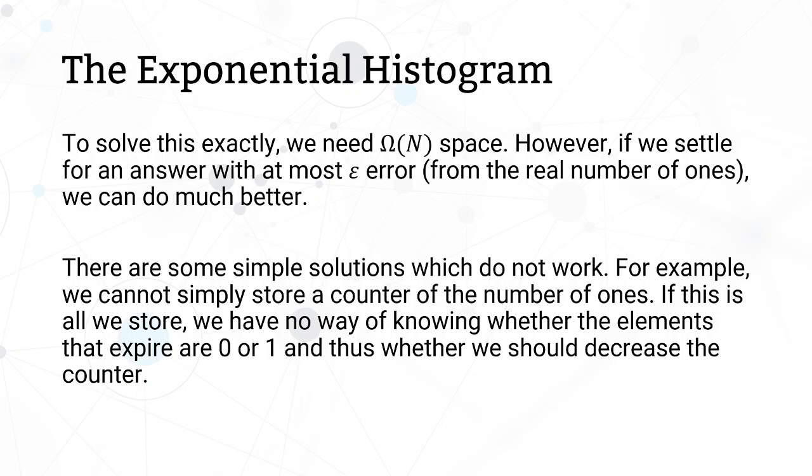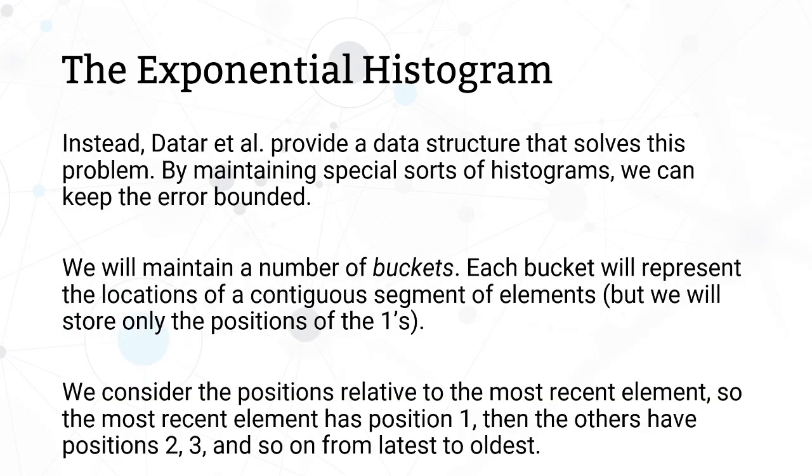But if we settle for some answer with at most epsilon error from the real number of ones, we can actually do much better. Right. So Datar and his colleagues provided the data structure that can solve this problem and some similar problems by maintaining some special sorts of histograms, which they call the exponential histogram. Right. And by doing this, we can actually keep the error bounded. So to illustrate this, we'll first maintain a number of buckets, and each bucket will represent a contiguous segment of elements. Right. So each bucket will represent exactly one contiguous segment, and we'll only store in that segment the positions of the ones.